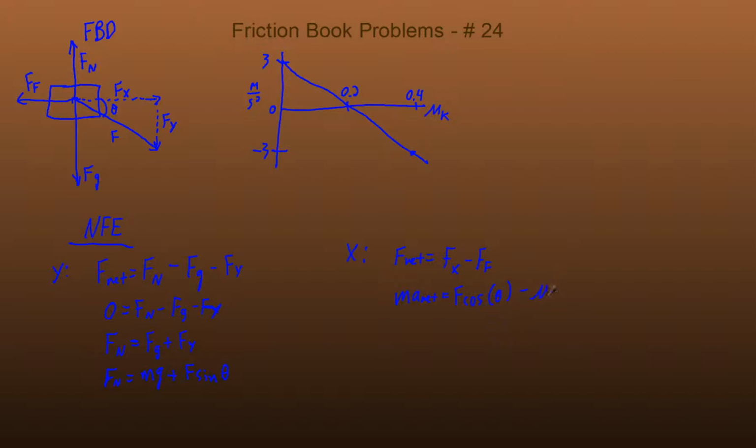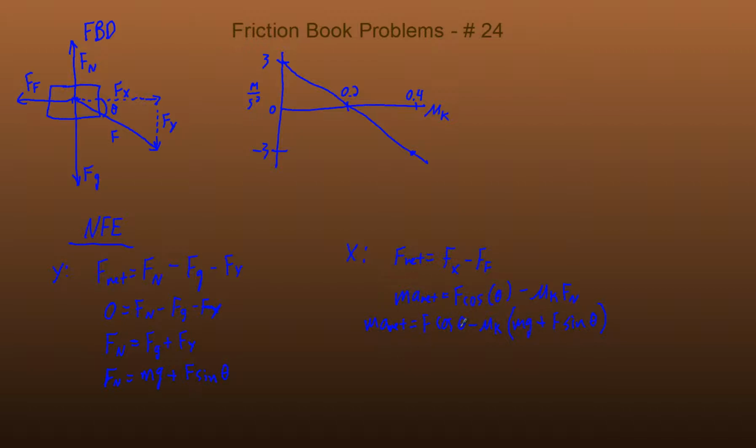Friction we can rewrite as mu k Fn. And oh, how convenient, we have an Fn term over here so that we can just plug that into here. And this becomes m a net equals F cosine theta minus mu k (m g plus F sine theta). So far so good. Now we can't really take this any farther, I don't think.